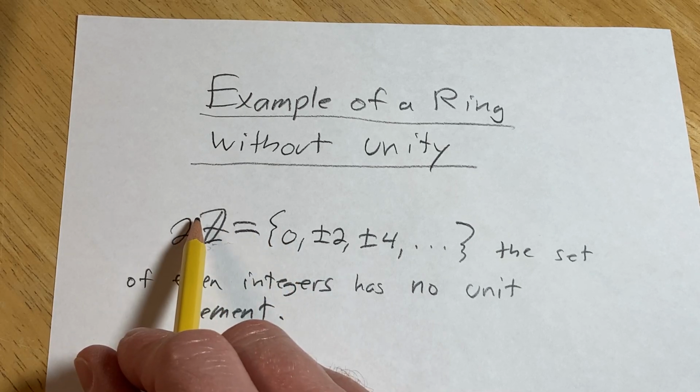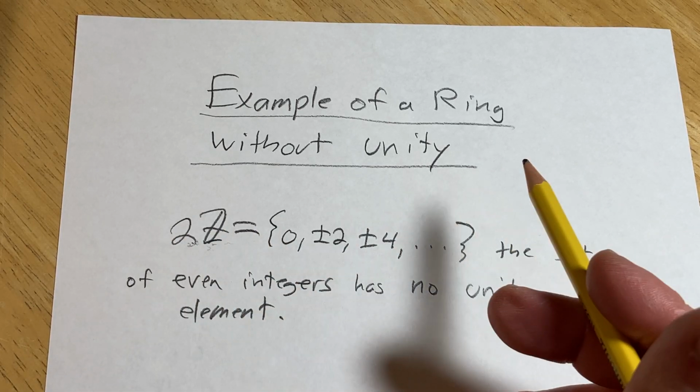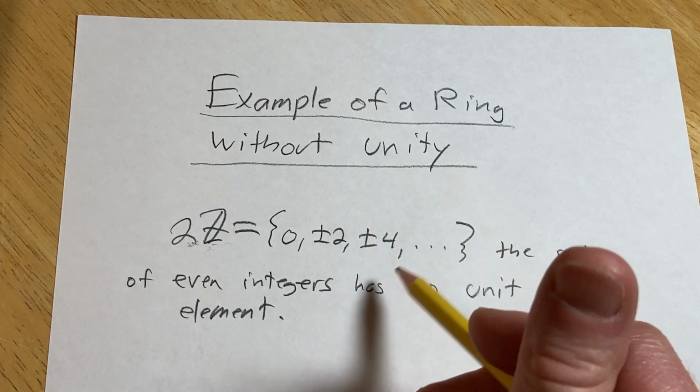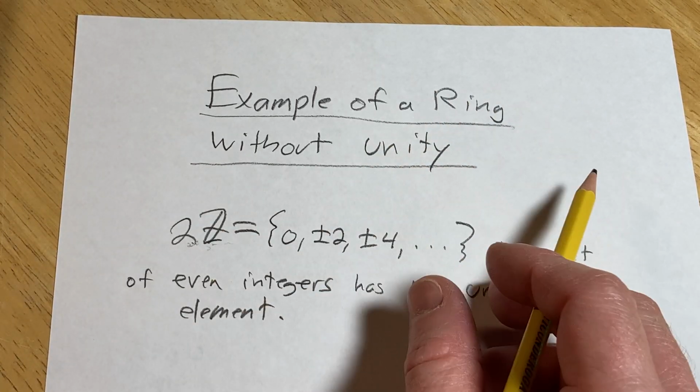Associativity of multiplication is clear because these are integers, so it works for integers. Likewise, the distributive law holds for integers, and these are also integers, so it's really simple.